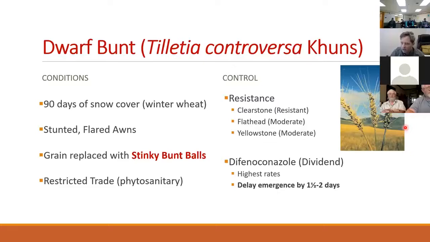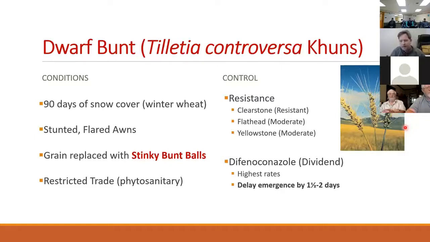A variety called Clearstone is supposedly resistant, and I haven't tested it, but that is a line developed by Phil Bruckner as well. Phil's done a great job with those. What really is the best practice for controlling dwarf bunt is application of a seed treatment called difenoconazole, or used to be called Dividend. The highest rates of difenoconazole virtually eliminate this disease from fields. There's no risk, if you're applying high rates of this, of you having a problem with dwarf bunt.